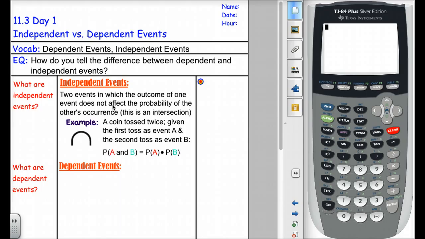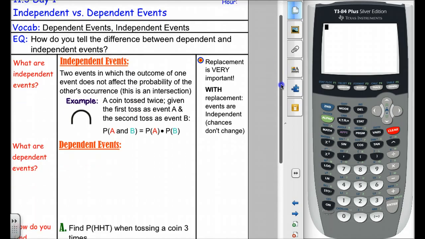So if we have that, that's like an intersection. And the probability of A and B happening would be taking those two probabilities and multiplying them. One thing you want to remember is that replacement is very important, because if it's with replacement, then those events are going to be independent, because your chances don't change each time.